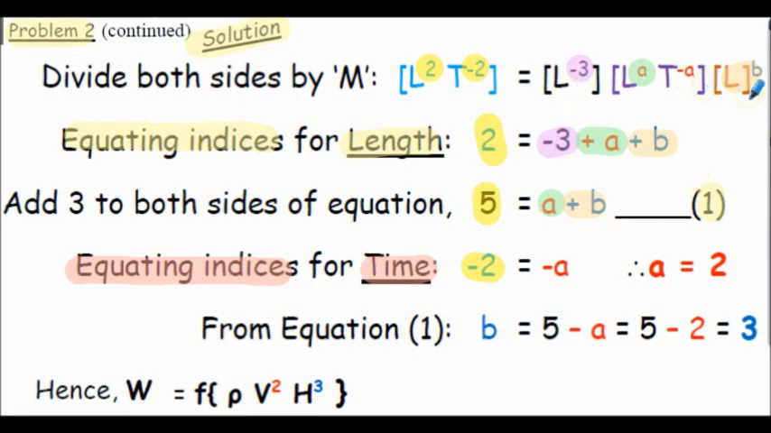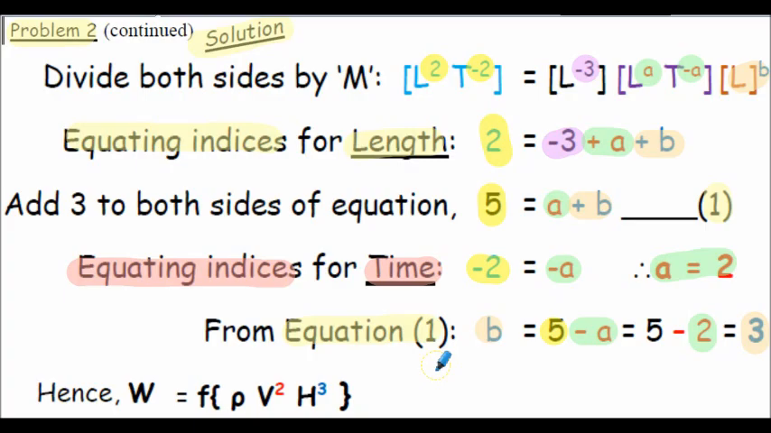On the right hand side, scanning for dimension t, I have t to the negative a, so negative a on the right hand side. That's the only t dimension on the right hand side. Now we have the value of a, we can see that a is equal to 2. And from equation 1 above, I simply transpose the equation. I've subtracted a from both sides of the equation, so b is equal to 5 minus the a. And from above I know that a is equal to 2, so that becomes 5 minus 2. So the value of b is 3.